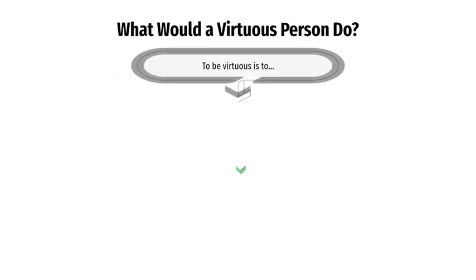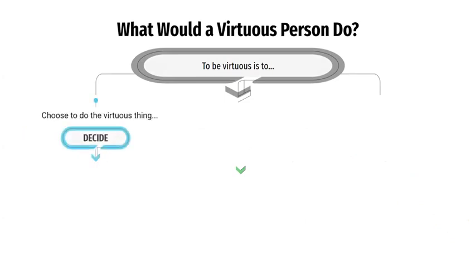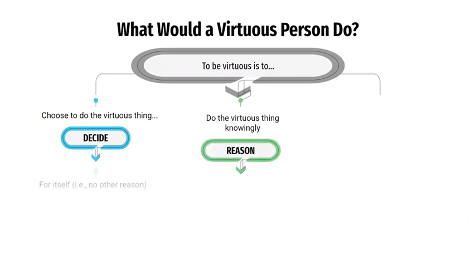Okay, so what would a virtuous person do? Well, according to Aristotle and others, to be virtuous is to choose to do the virtuous thing, to decide, right? There does have to be a choice involved. It's to do the virtuous thing knowingly, which is going to require reason.